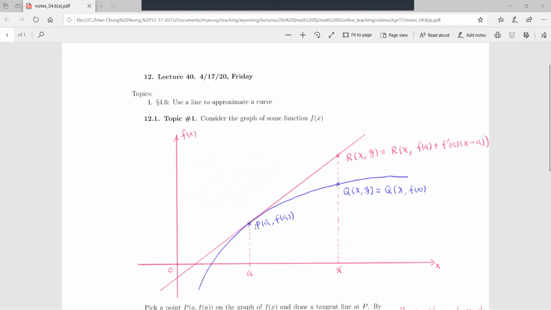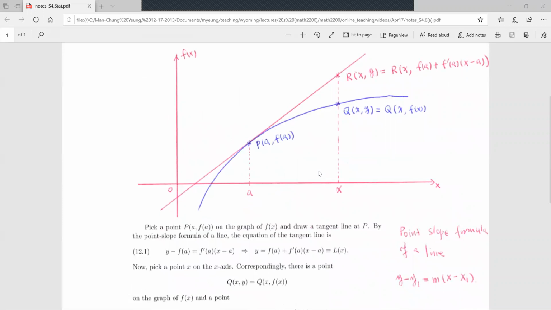Then at the point P, I draw a tangent line. About this tangent line, I know point P is on it, and I also know the slope of the tangent line. The slope of this tangent line is the derivative at a. I know one point and the slope, so I can write down the equation of the tangent line by the point slope formula. The point slope formula is here.